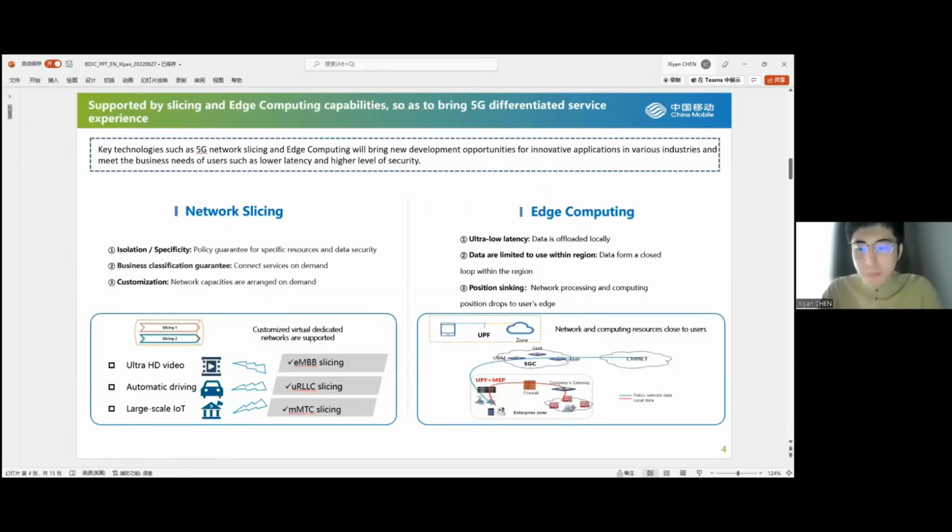Beyond these technical advantages, 5G networks have two main functions. One is called network slicing, and the other is edge computing. With these two technologies, 5G networks will bring new development opportunities for innovative applications in various industries, and meet the unique requirements of different businesses with low latency and a high level of security.